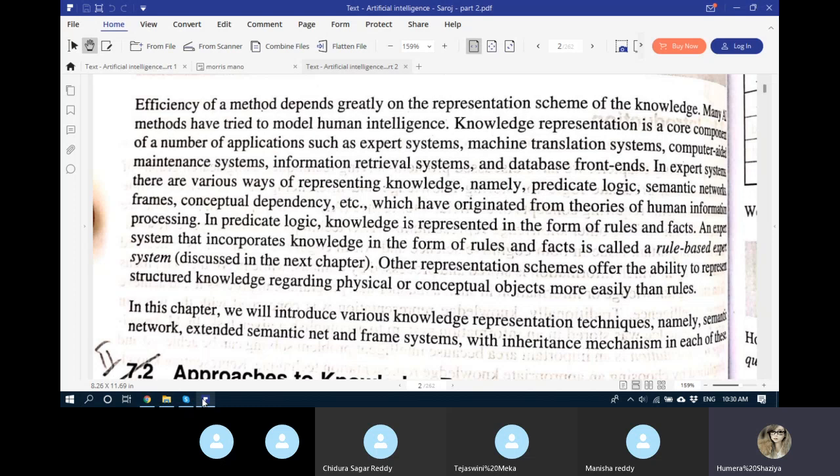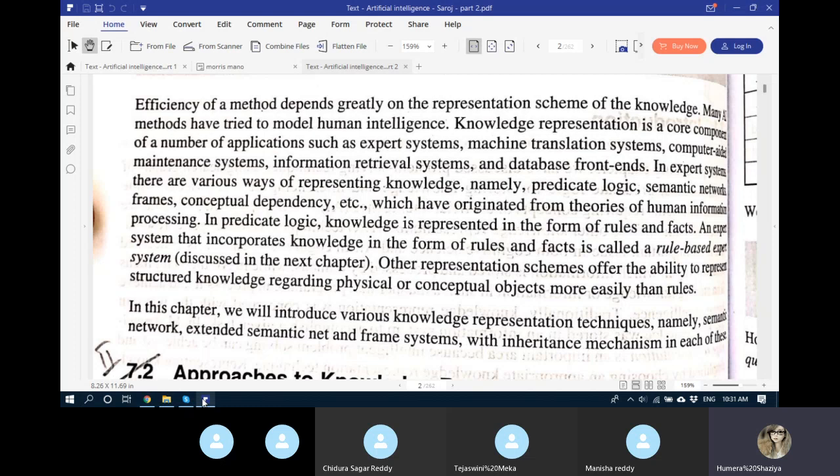Okay, I hope this is clear. The next point is that in an expert system, predicate logic, semantic networks, frames, or conceptual dependency, and so on, are the techniques used to represent knowledge. So these all can be used, or any one of them can be used. There are various ways in which you can represent knowledge in an expert system.